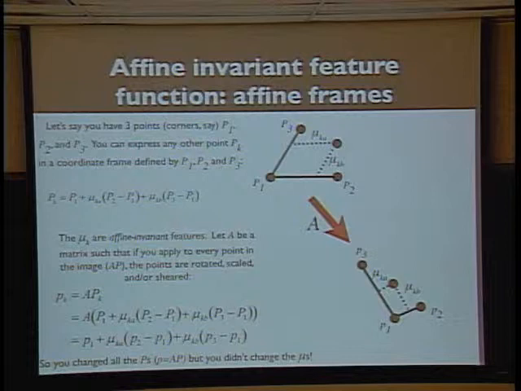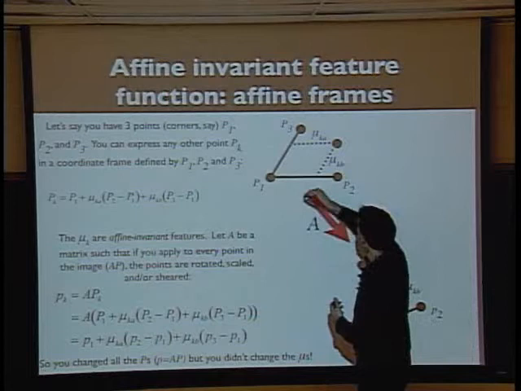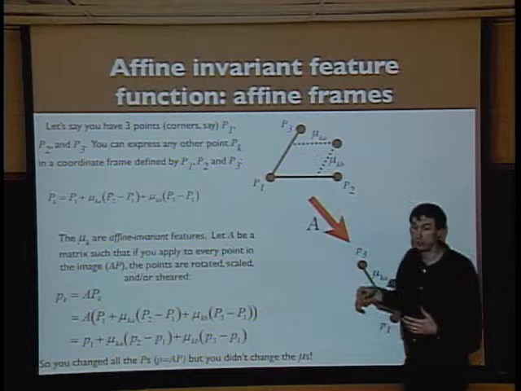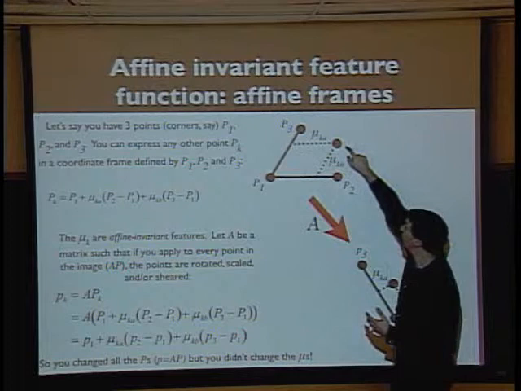Then what we can do is basically construct what amounts to a coordinate frame using P1 as the origin, P2 as something like the x-axis, and P3 as something like the y-axis, and measure the coordinates of that fourth point with respect to this coordinate frame.